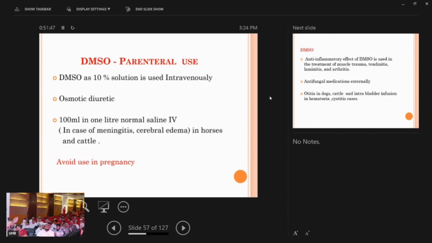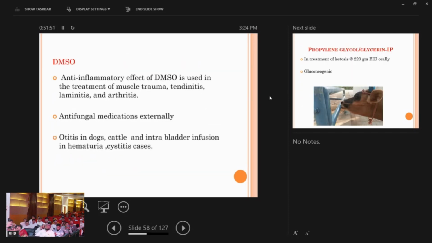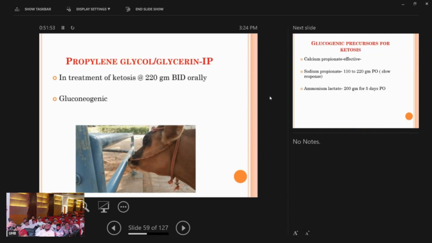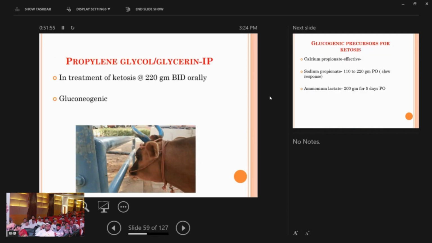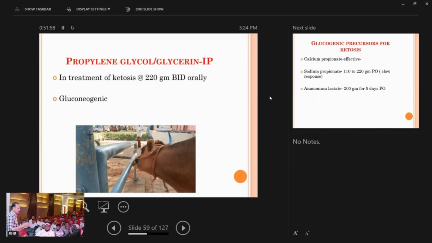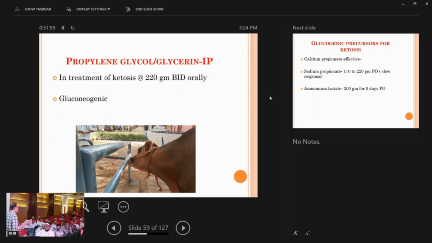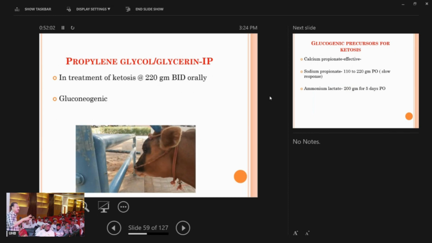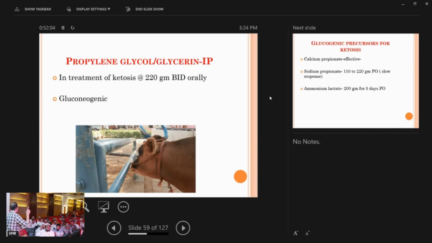So parenterally they will be using it in case of equines, not in others. So this is a nervous form of ketosis. In such a type of ketosis, you will be supplementing propylene glycol or glycerin.